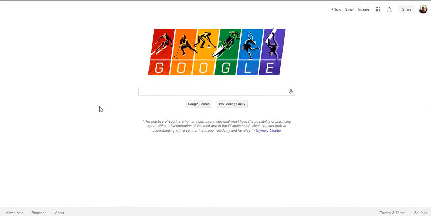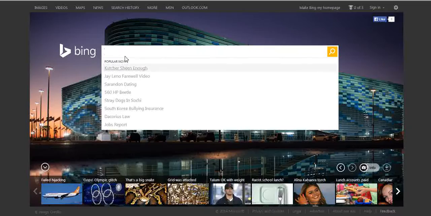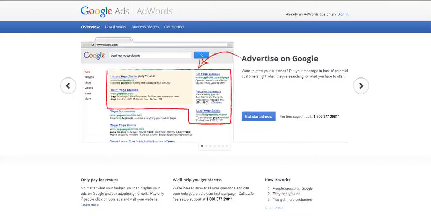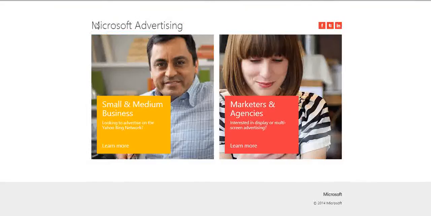Now, a lot of people wonder about the differences between the two main search engine marketing platforms, Google and Bing. So let's review pay-per-click on the two here: Google AdWords versus Microsoft AdCenter, or Microsoft Advertising.